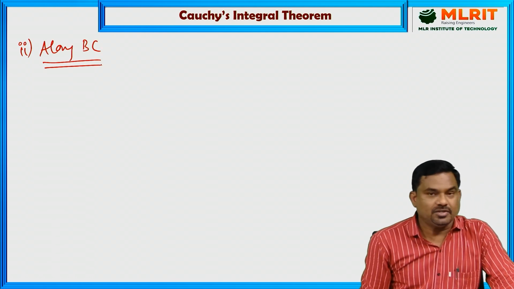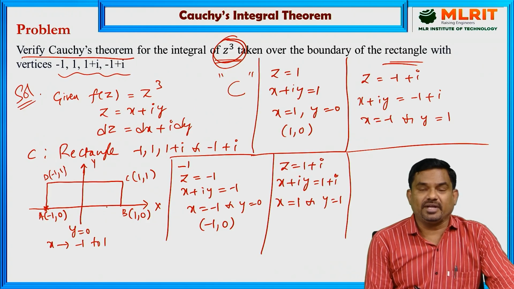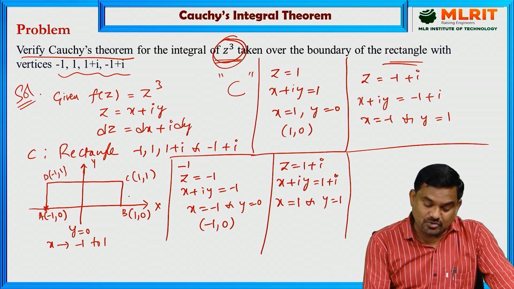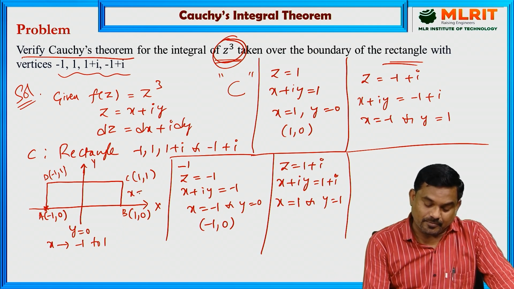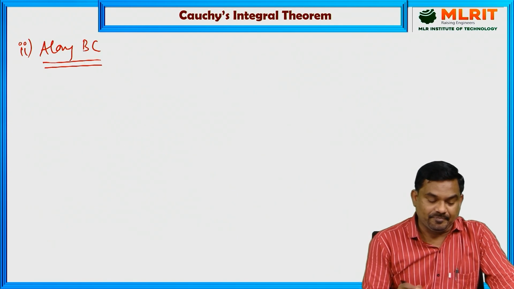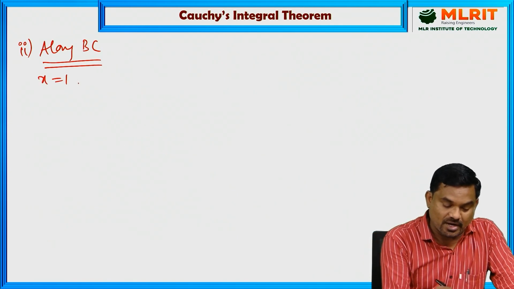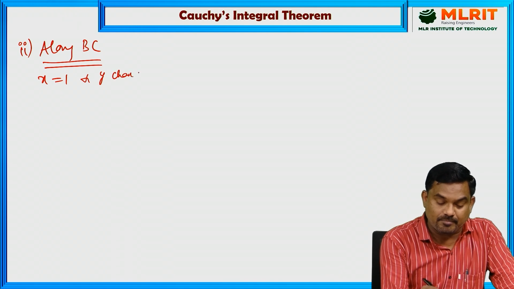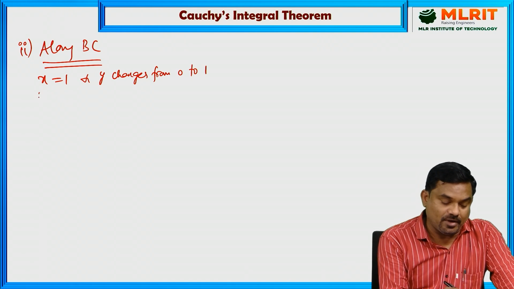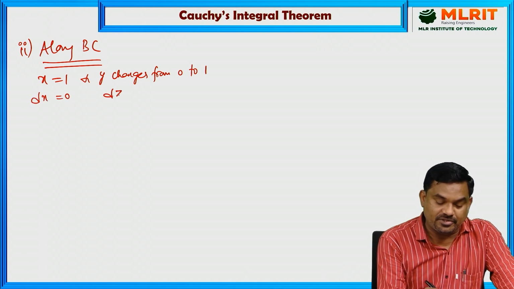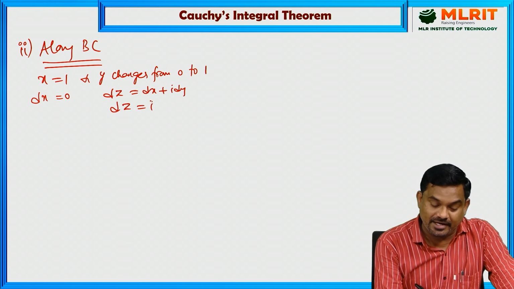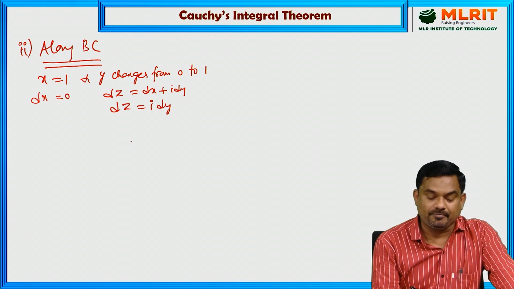Along BC, if you draw the curve, you can identify the limits. Here along BC there is no change in x value. So x equal to 1, that is fixed, and y changes from 0 to 1. If x equal to 1, dx will be 0, and therefore dz is dx plus i dy. So dz is i into dy, since dx is 0.